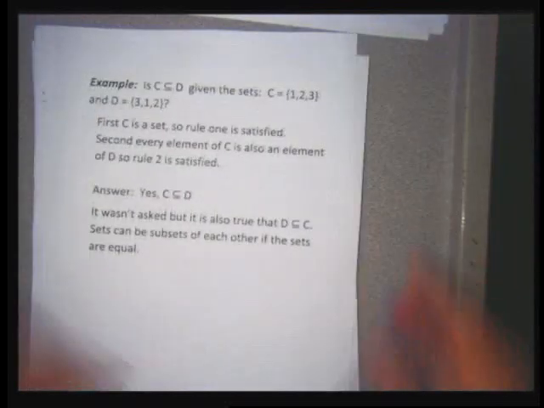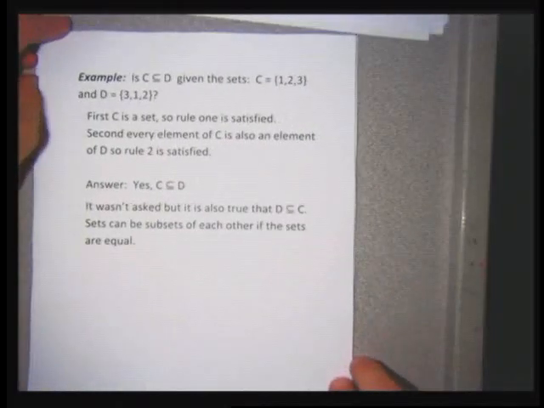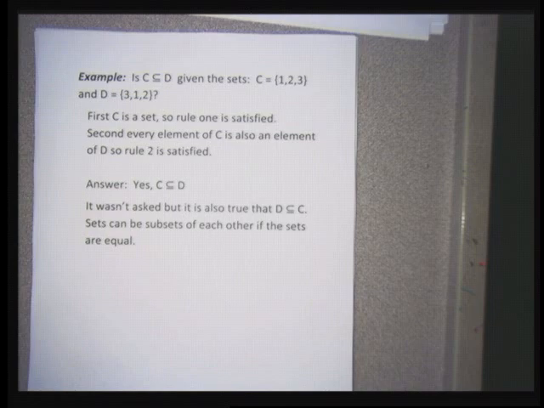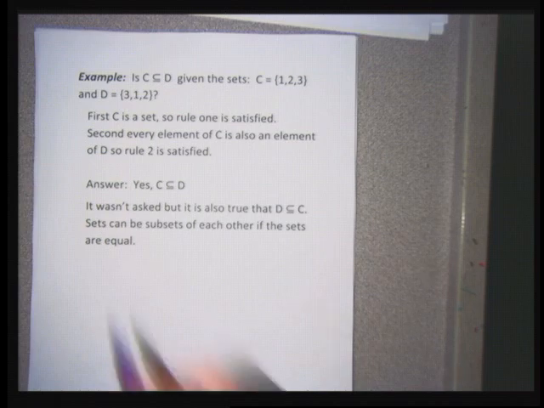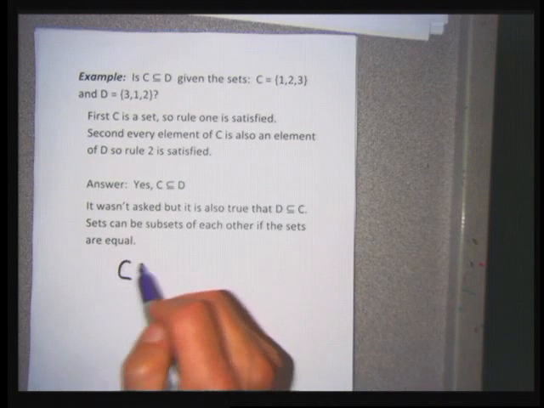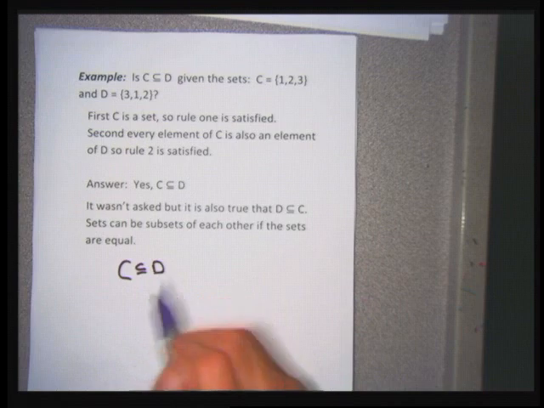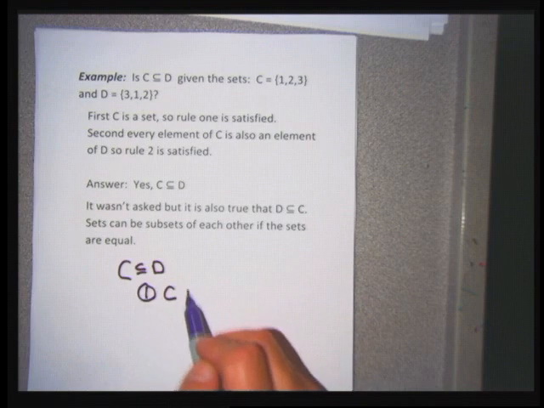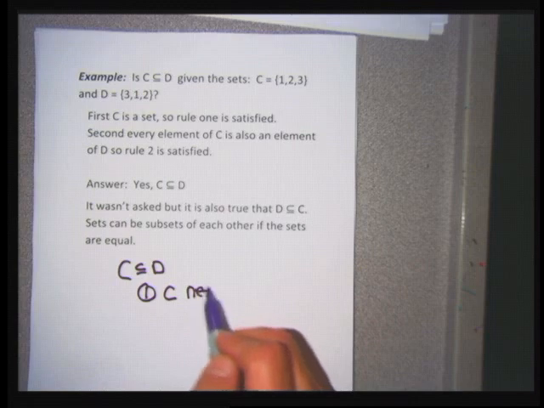Another example. There's a few more examples that we have to do, and then we'll get into some homework. So, fourth example, is C a subset of D? Given the set C equal to the set 1, 2, 3, and D equal to 3, 1, 2. So again, if I look at the rules that need to be satisfied for C to be a subset of D, I need two rules to be satisfied. First is the easy one. C needs to be a set.